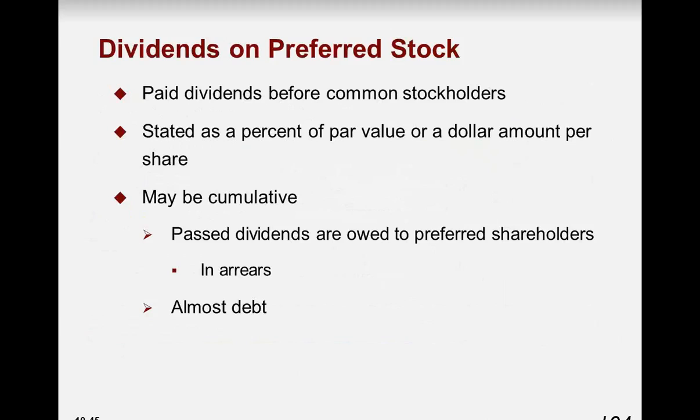And a little side note here, that is just almost like debt, right? So if I haven't paid dividends in the last 5 years to my cumulative preferred stockholders, then I must go back and pay those if any dividend is declared.